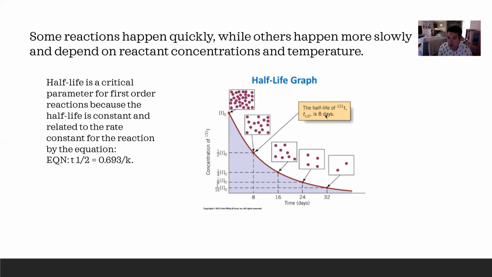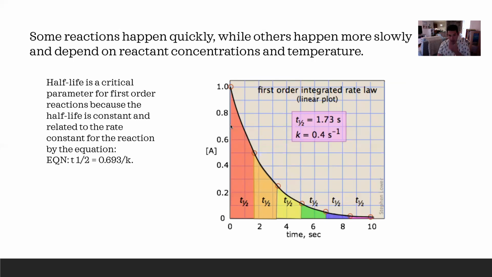So here we're looking at one that takes about 8 days. So after 8 days, half the sample is reactant. After 16 days, half has reacted again, so you now have a quarter of it, and then an eighth, and then a sixteenth. So just showing you each half-life, it's the same interval of time, but we lose significantly less in each of them.